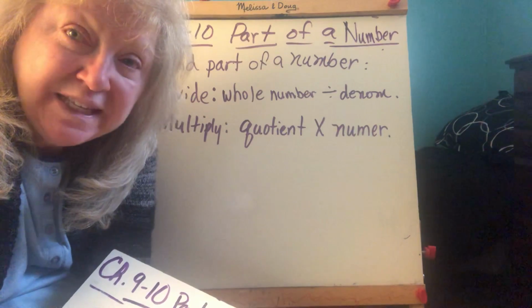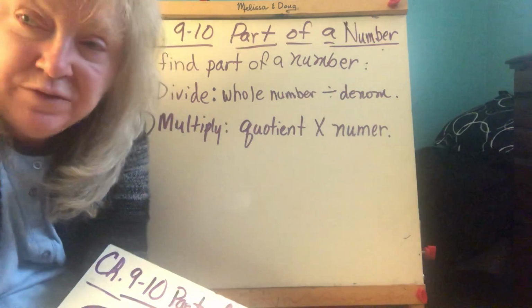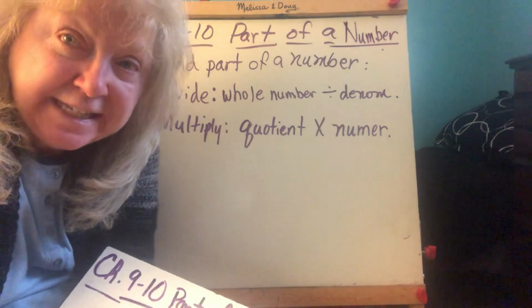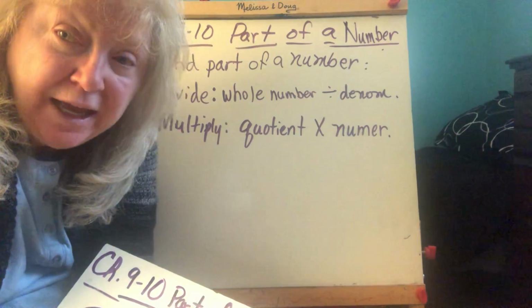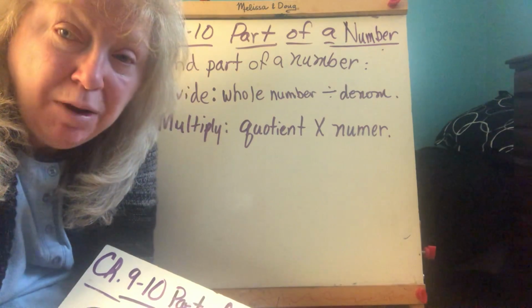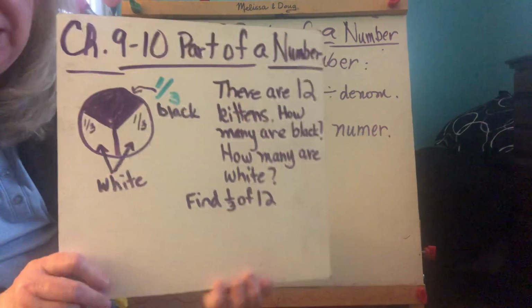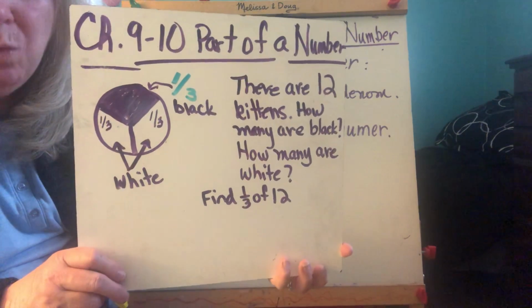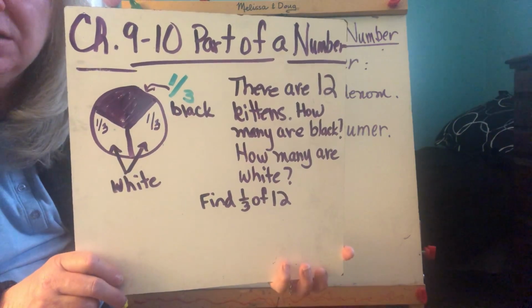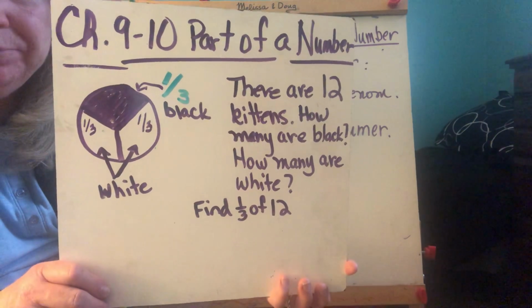We are going to continue our studying of Chapter 9. This is Lesson 10 in Chapter 9. It's called Finding Part of a Number. Okay, so let's say you were given this diagram with these words of a story problem.